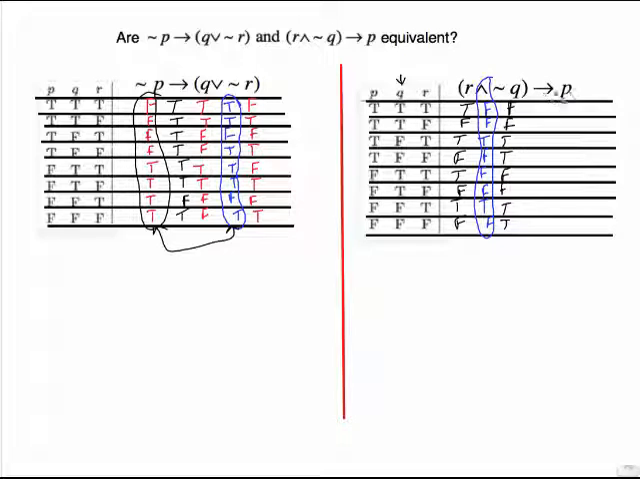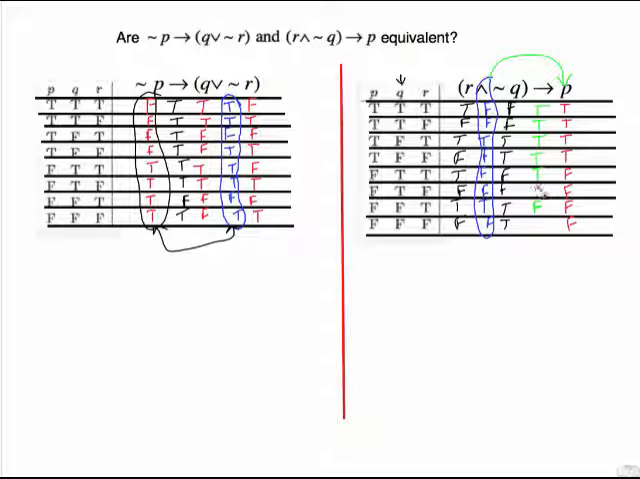I will do the conditional with P, but let's write down the P, which is true, true, true, true, false, false, false, false, and I need to do the conditional between the blue and the red. The conditional is false only when the premise is true and the conclusion is false. So where does that happen? That happens right here, which means the rest of this column is true.